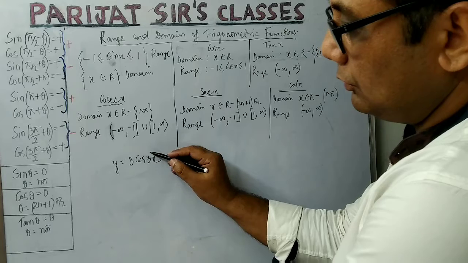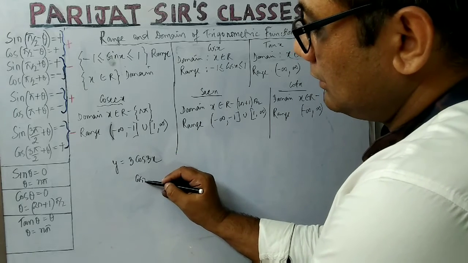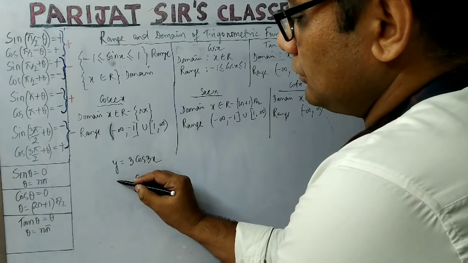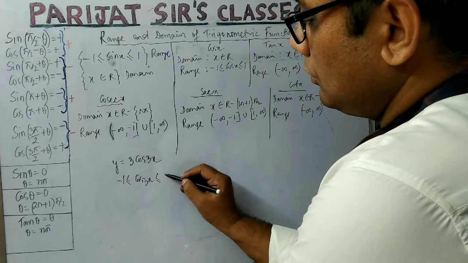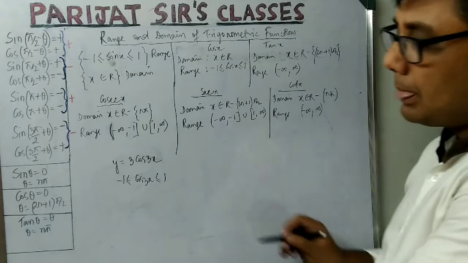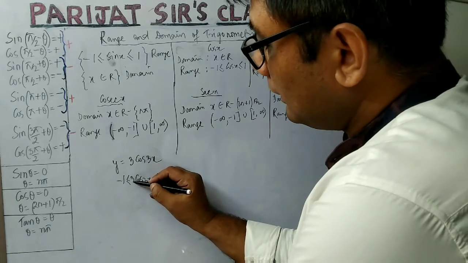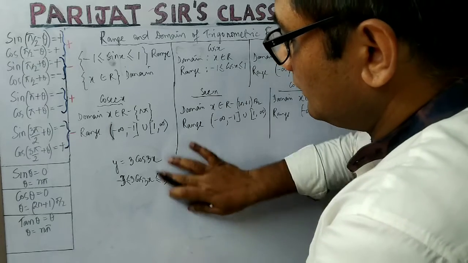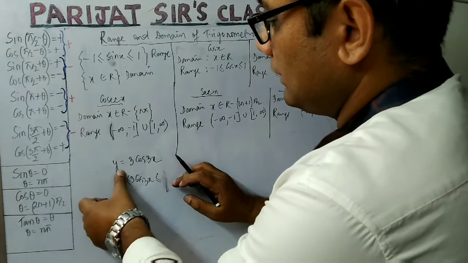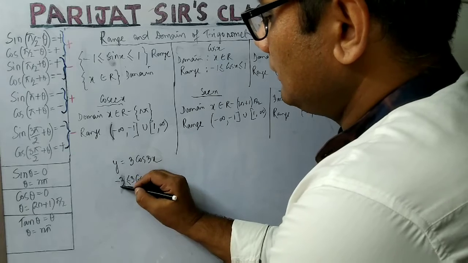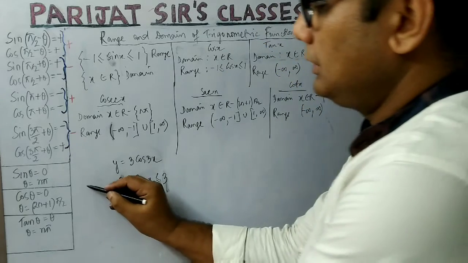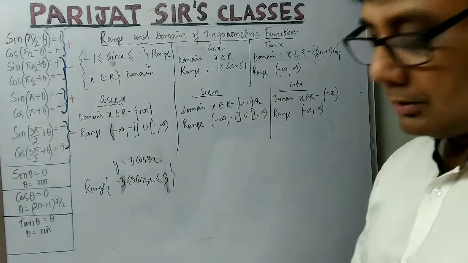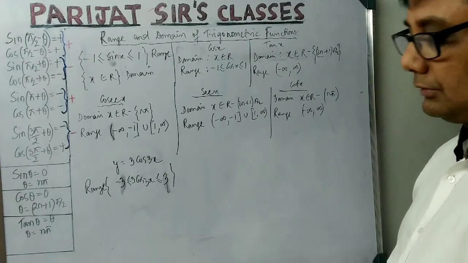Similarly, suppose y is equal to 3 cos 3x. As I told you, the angle 3x will have no control over the range, and the range of cos was from -1 to 1. But there is a 3, so we have to multiply with 3 on both sides. That means it will become -3 to +3. So this is the range of the function y equal to 3 cos 3x.